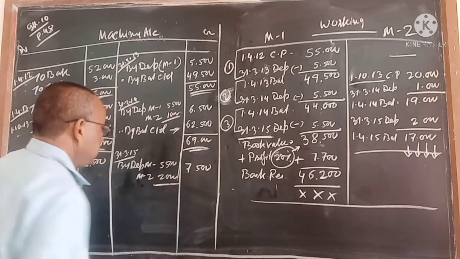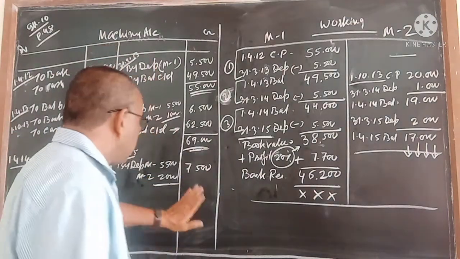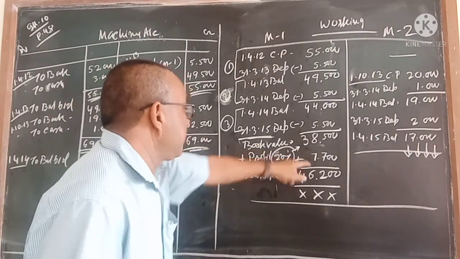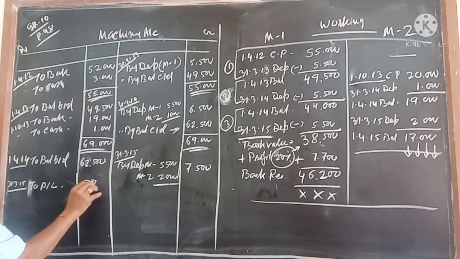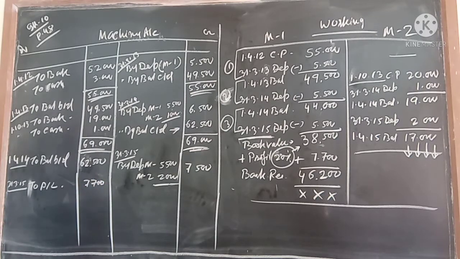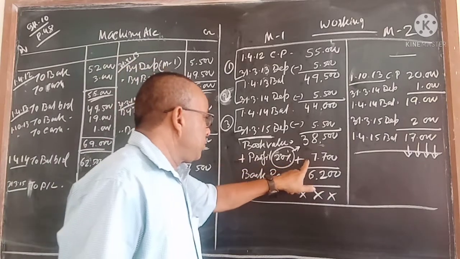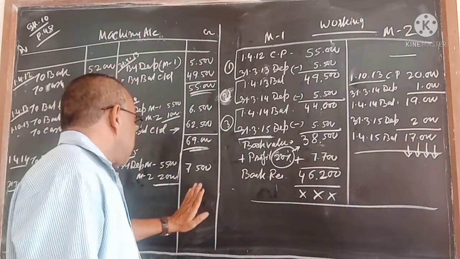Now, if you get loss, that will come this side. If you get profit, that will come this side. So profit you are getting for the first machine 7,700. On 31/3/15, to profit and loss, 7,700. The first machine you sold with profit. What is the profit amount you are getting? That will be getting here, and if you get the loss, it will come this side.